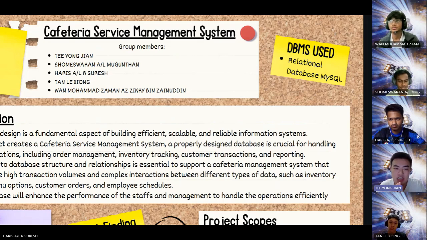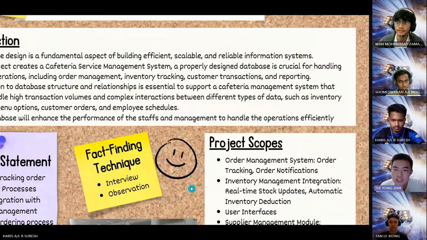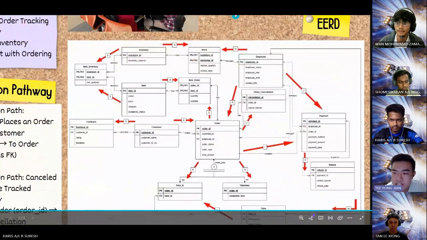And then second is ACID compliance, because a relational database management system ensures data integrity and consistency through ACID properties, which is crucial for managing transactions in a cafeteria setting. And then last is SQL support. Using SQL for querying and managing the database provides flexibility and efficiency in handling various operations, such as order processing and inventory management. So that's all for the type of database management system we use. Next, I will pass to my member to explain the ERD.